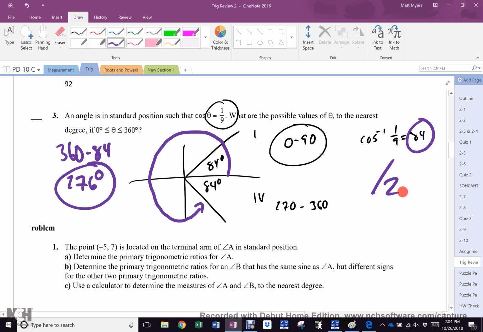Wouldn't you write negative 200 something? No, because you count thetas positively from 0. If you wrote negative 276, I would give you 1.5 out of 2. Yeah?